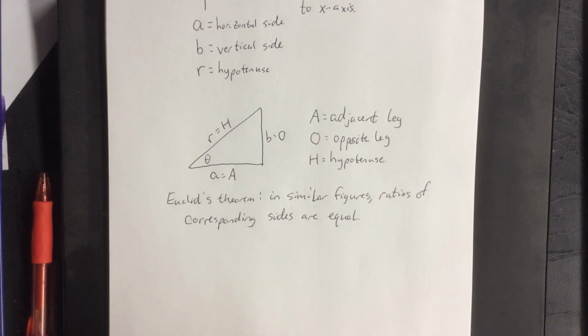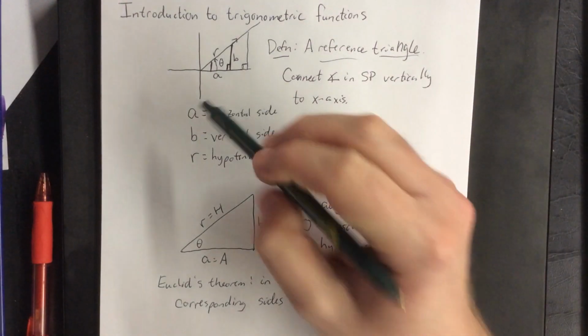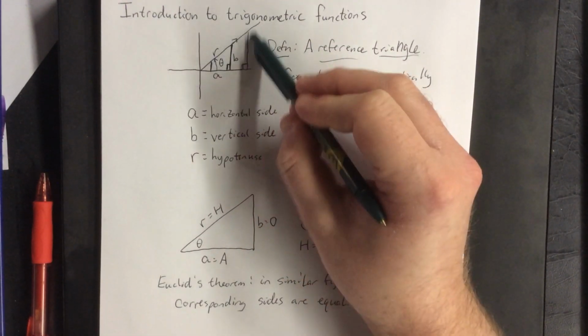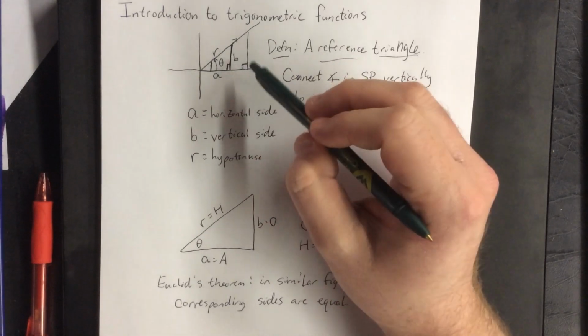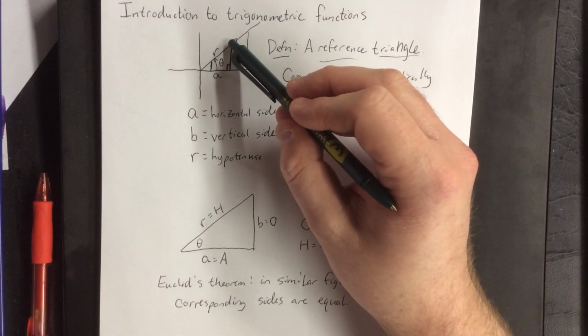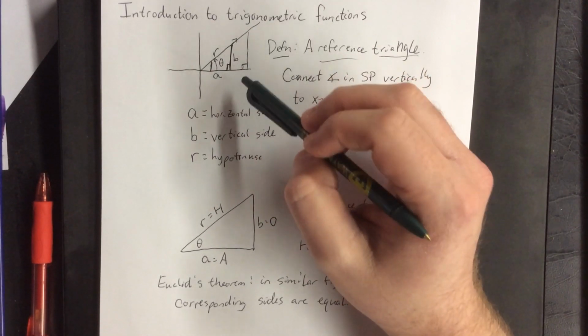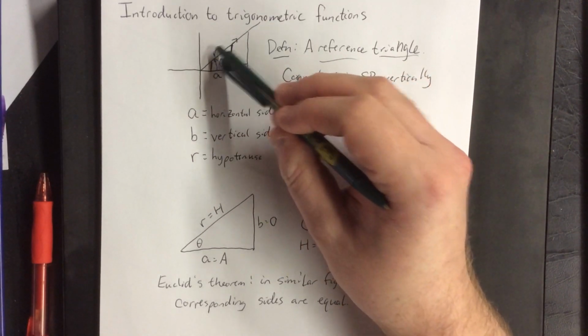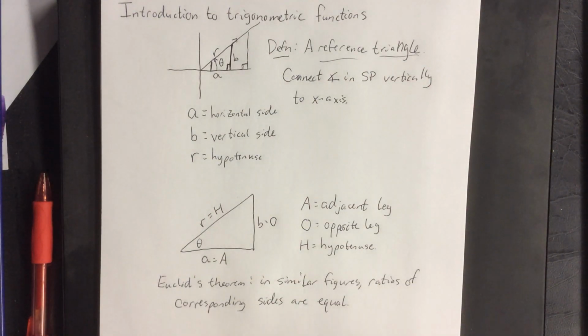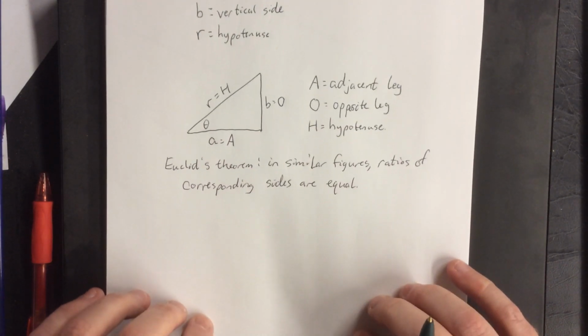So what that means for us is when we create all of the different reference triangles that we can create, then ratios of the corresponding sides will always be equal. For example, the ratio of B over A will be equal for all of these reference triangles, or the ratio of R over A, or R over B. There are really 6 different ways that we can set up ratios of those sides.